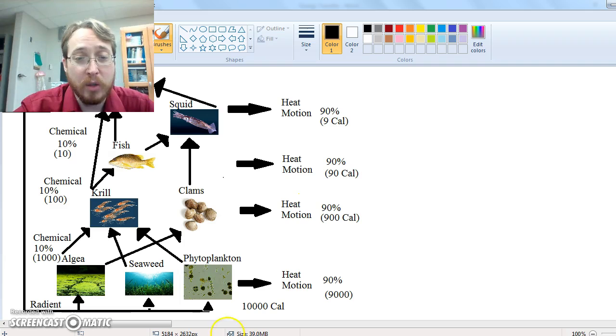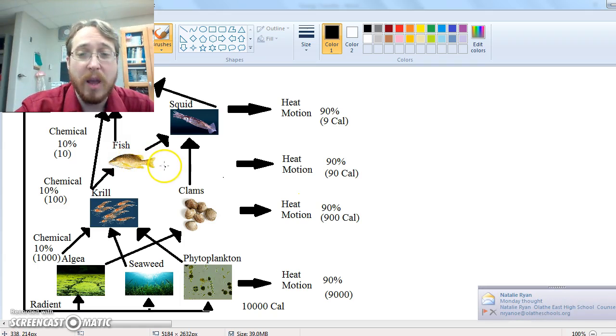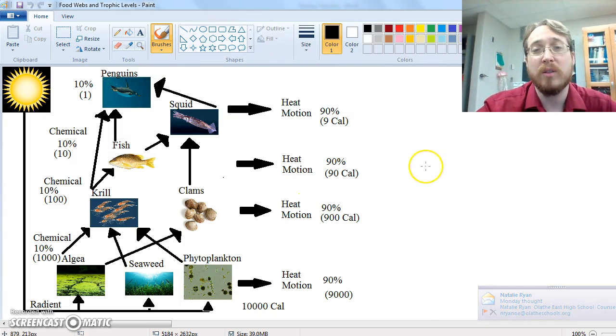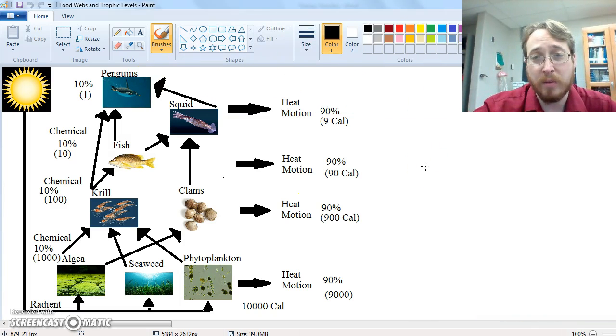If we go back to our image, we have 10,000 calories available to build all kinds of producers, but we only have 1,000, a tenth of that, 10% of it, available to help build all of our primary consumers. And we only have a tenth of that, 10%, to help build our secondary consumers, and a tenth of that to help build our tertiary consumers, and a tenth of that to build our quaternary consumers. So there are fewer organisms at each trophic level because there's less energy available for them to run their bodies, because 90% is transferred to the environment as heat and motion at each trophic level.